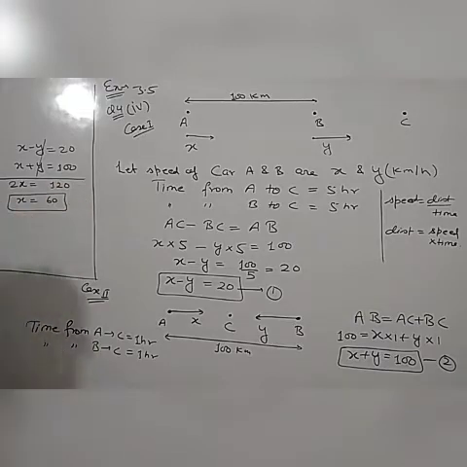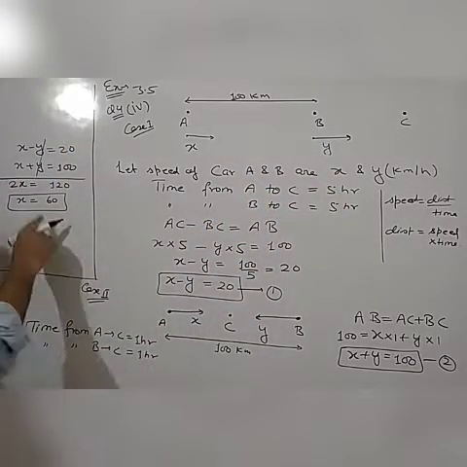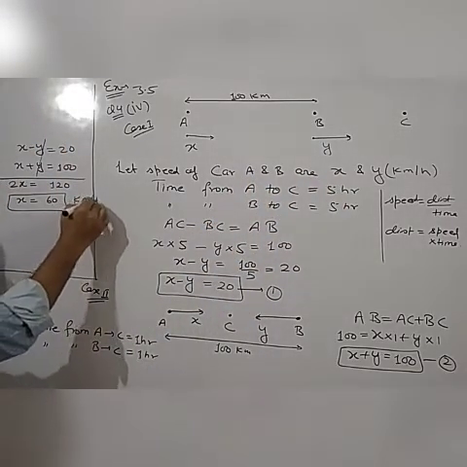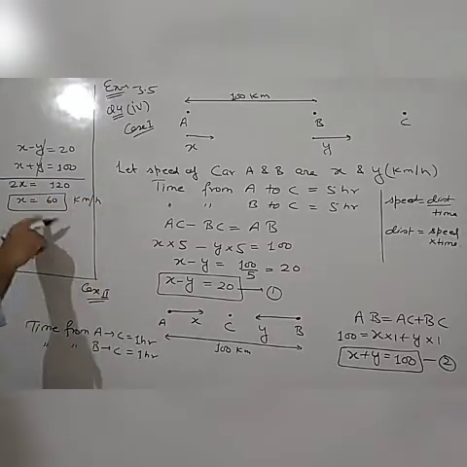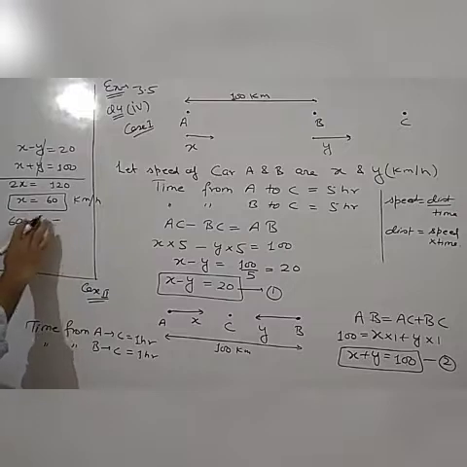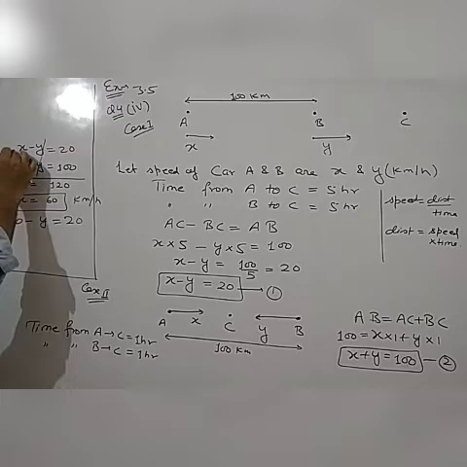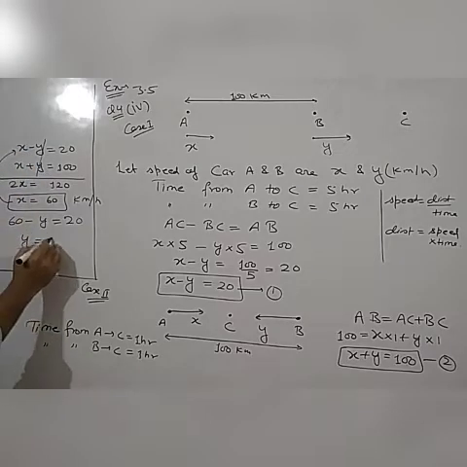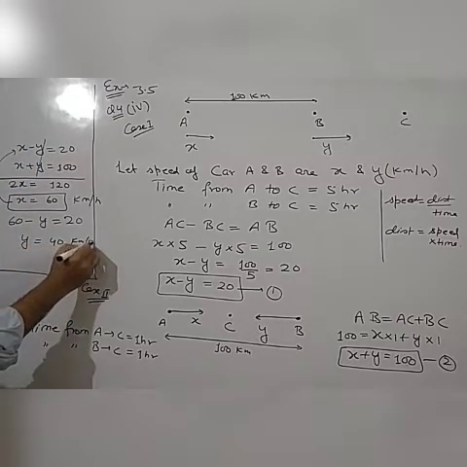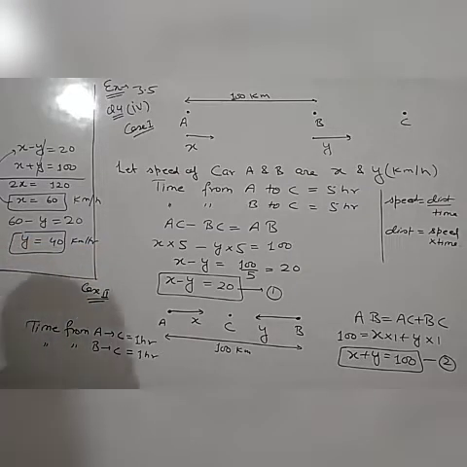And what is x? X is speed of which car? Car A. It means the speed of car A is 60 km per hour. Now putting the value of x in any equation, we will get 60 minus y is equal to 20. Putting the value in equation number 1, we will get y is equal to 40 km per hour. It means the speed of car A is 60 km per hour and the speed of car B is 40 km per hour.